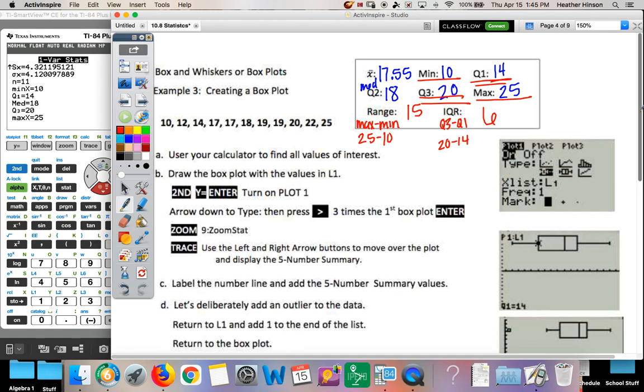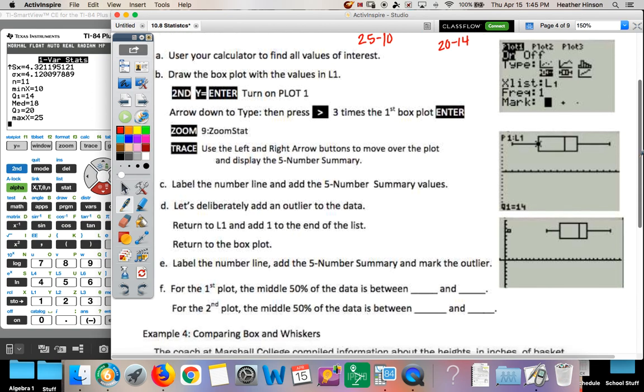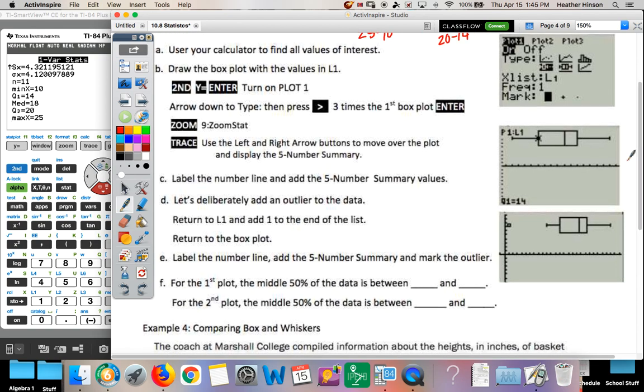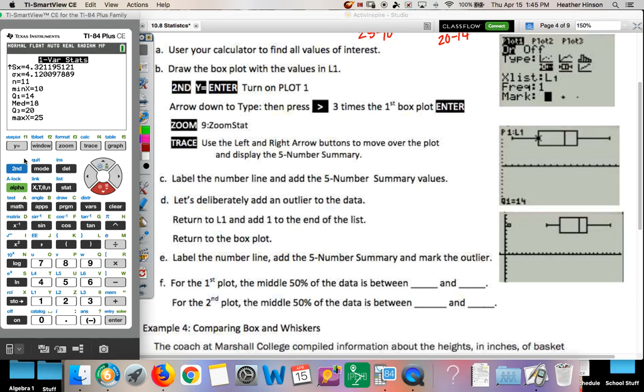So we can actually see these box plots in our calculator. We don't actually have to draw it. So what you're going to do is go to second y equals. You're going to use this first plot, click on that, and turn it on. Go down to type, and we want a box plot. I'll show you this first one in a second. But we're going to get the second box plot. Enter on that.